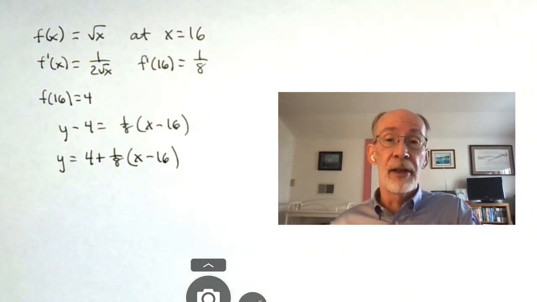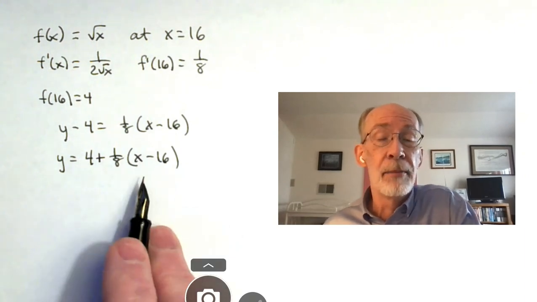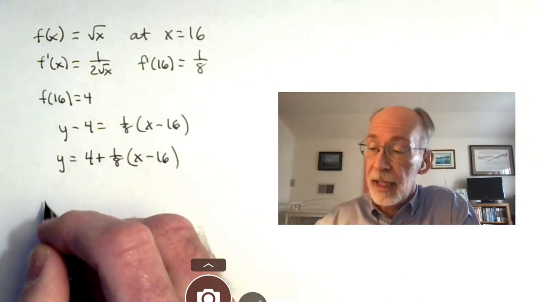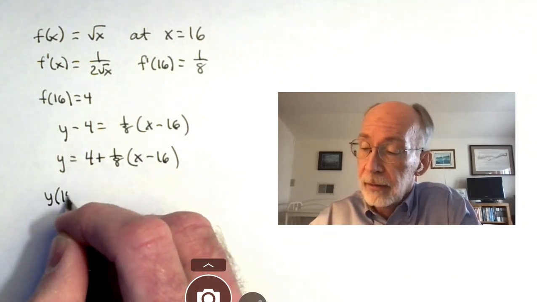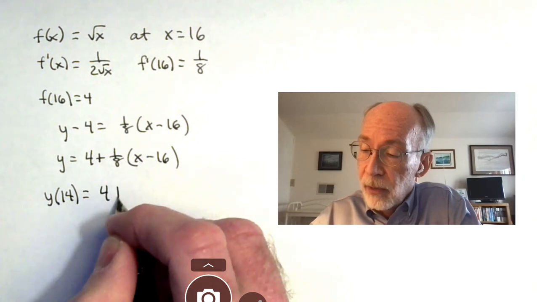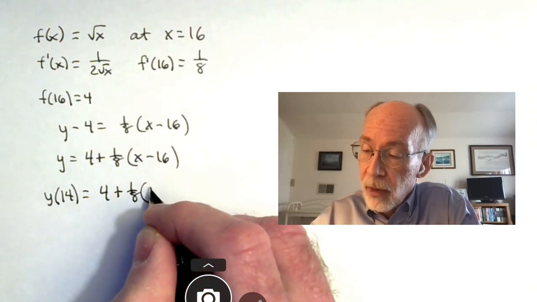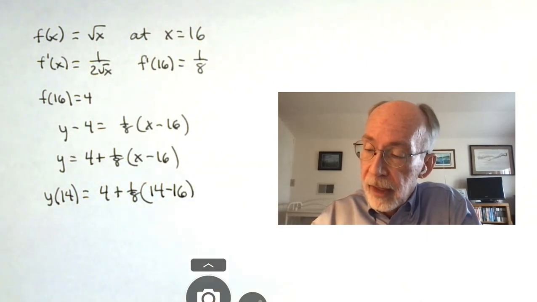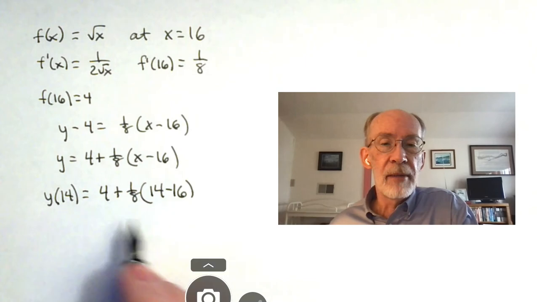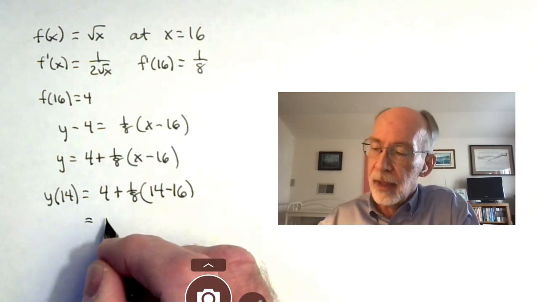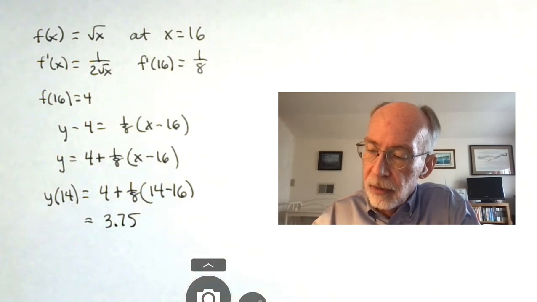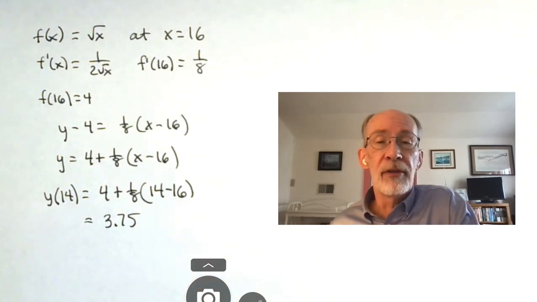This should be a very familiar exercise for those of you who are watching this video. And so now we ask ourselves, well, what happens if I plug a 14 in there? So I'll say y of 14 is 4 plus 1/8 times 14 minus 16. It's -2 divided by 8, which is -1/4. So I have 4 minus 1/4, which is 3 3/4, or 3.75. So 3.75 is the local linear approximation of the square root of 14.